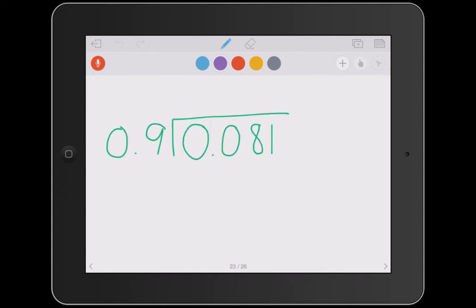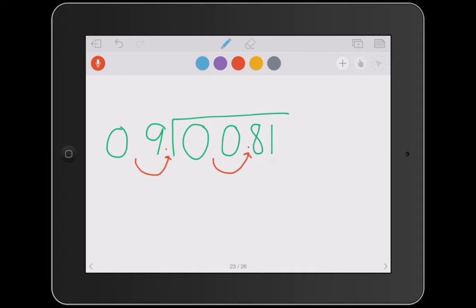Let's take a look at another one. What's my first thing I need to do? I need to swoop over that decimal in the divisor so I have a whole number there. I need to swoop it one time. So my decimal now belongs right there. I can erase this. Since I swooped it one time, I need to swoop it one time over here. My decimal now belongs right there.